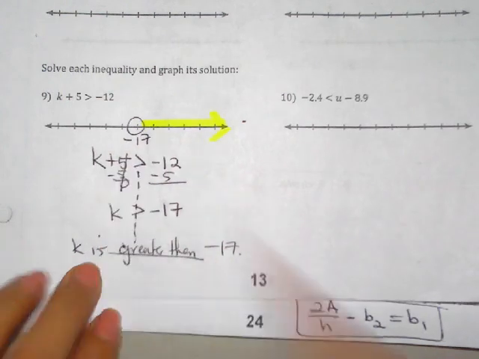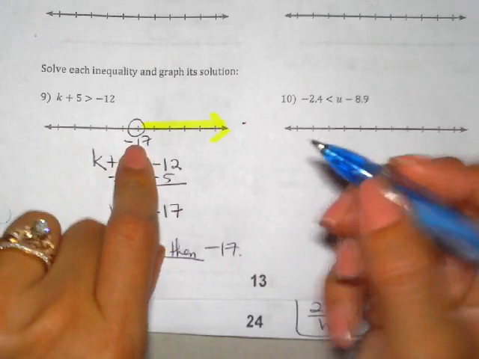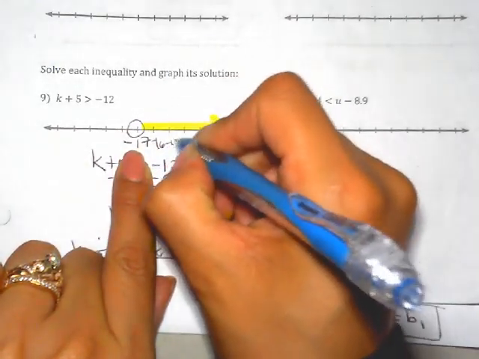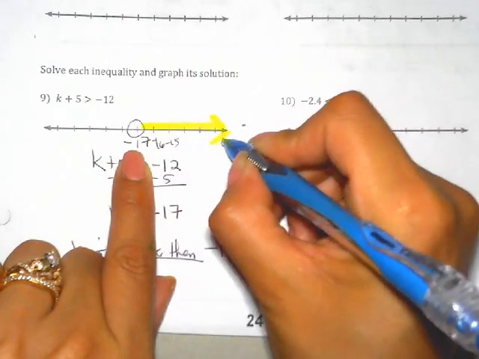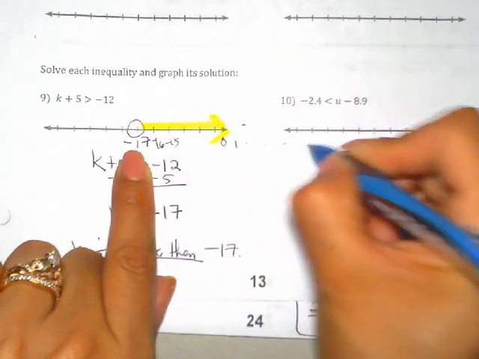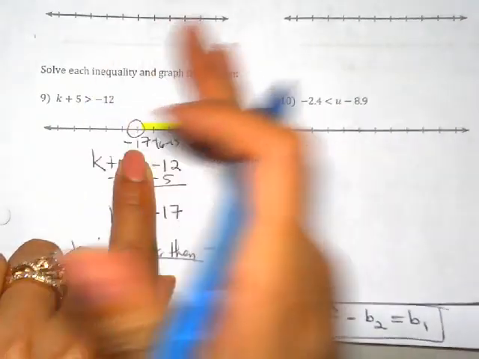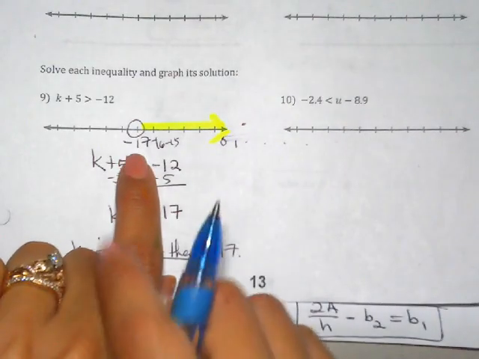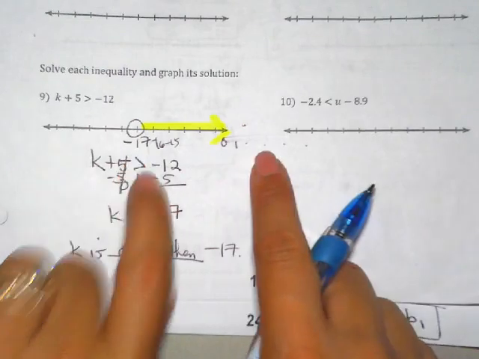Look, all the numbers that are greater than -17: if we keep going this way, this would be -16, -15, and so on. Eventually you would get to 0, 1, 2, 3, 4, 5, 6, 7, 8, 9, 10, and all the ones to the right are going to be greater than -17.